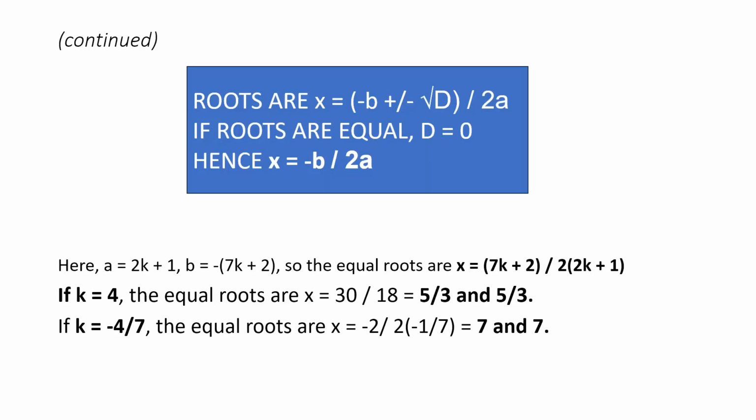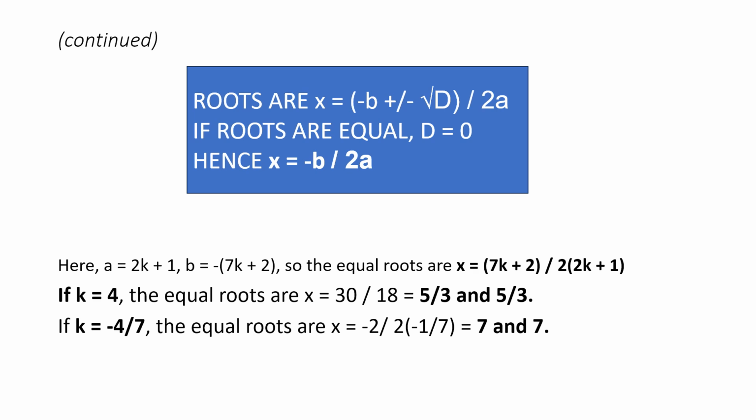Now we have already got the values of k as 4 and −4/7. Now we also have to find the roots for the equation. Again the formula for finding the roots is x = (−b ± √D) upon 2a. Now if the roots are equal, means D is equal to 0. So putting D = 0, you will get x = −b/2a. So remember, whenever it is given D equal to 0, you get the root by −b upon 2a.